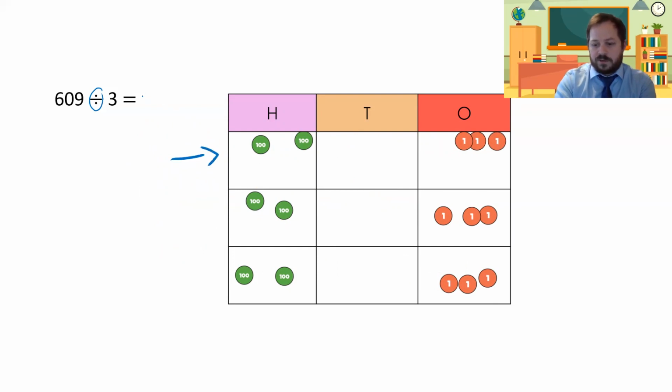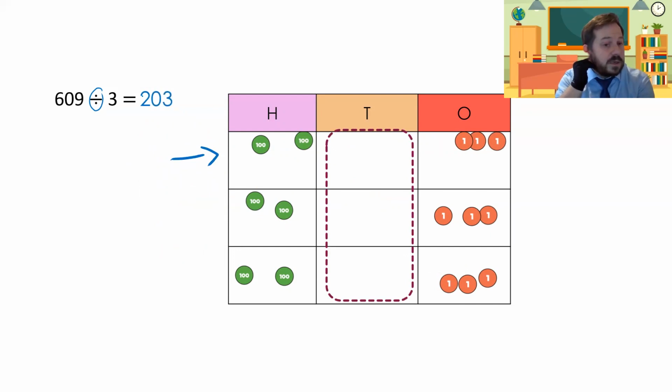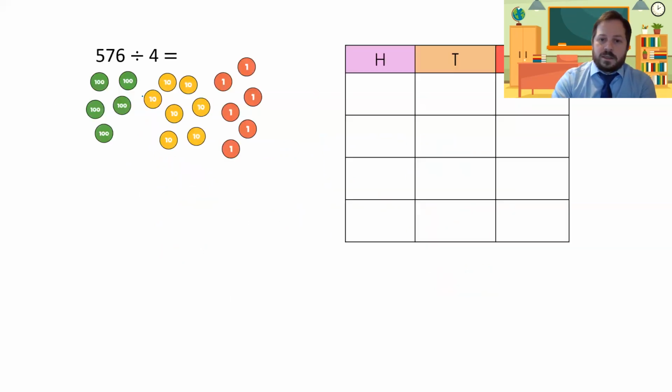We got 200, no tens, and 3 ones. So 609 divided by 3 is 203. So the next one we're going to do is this one here.